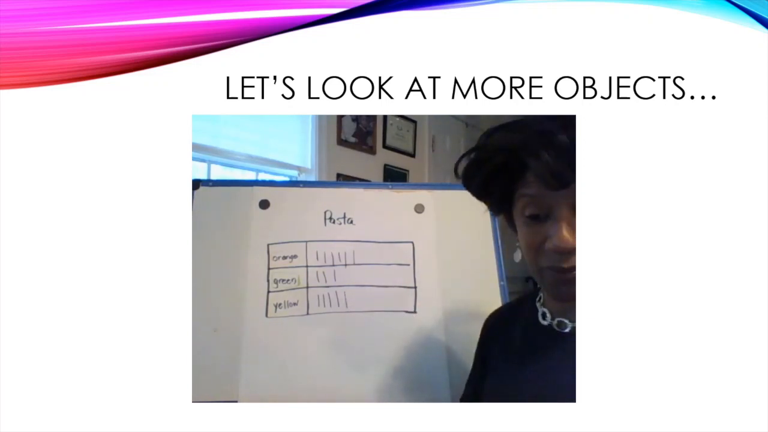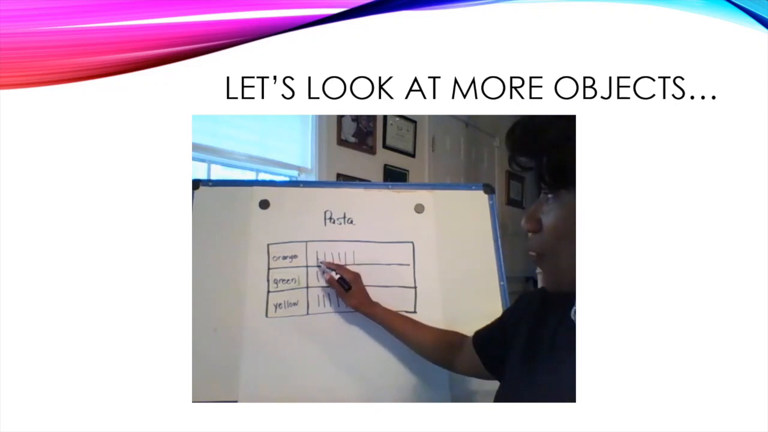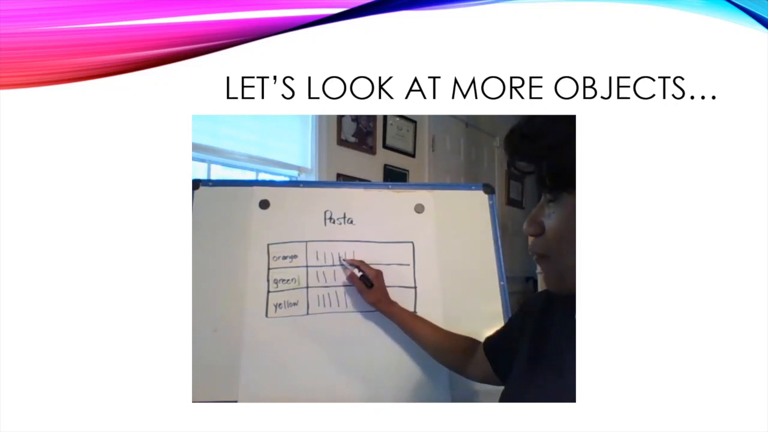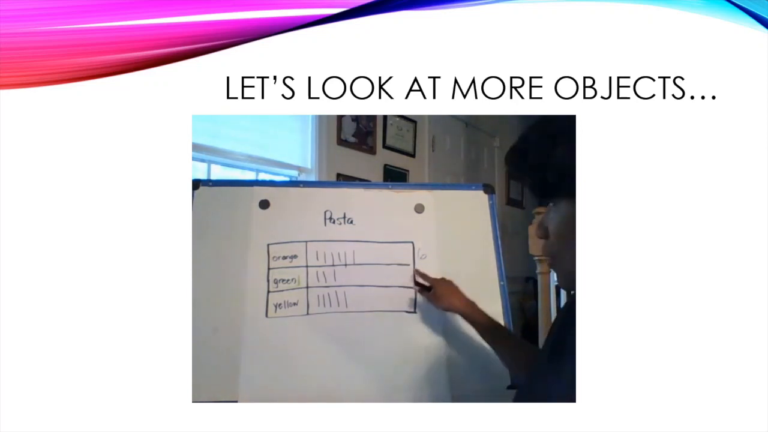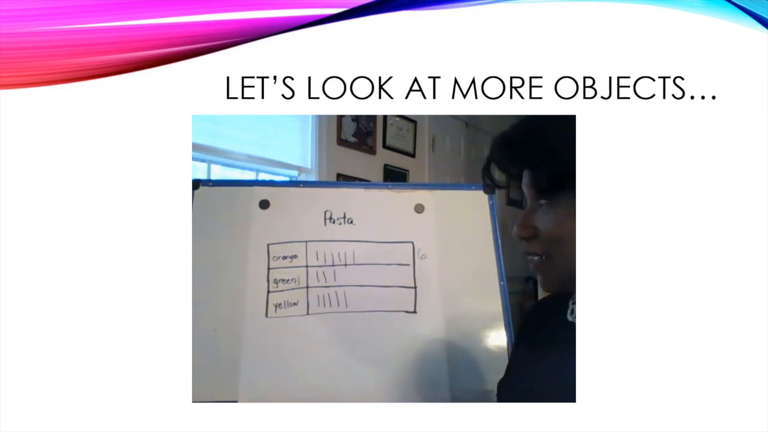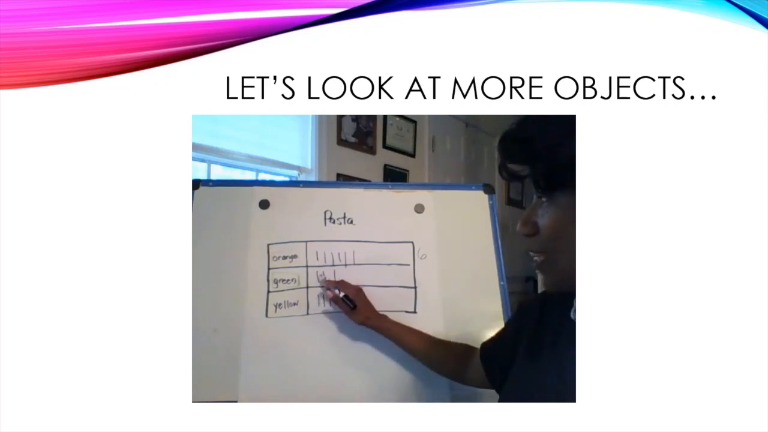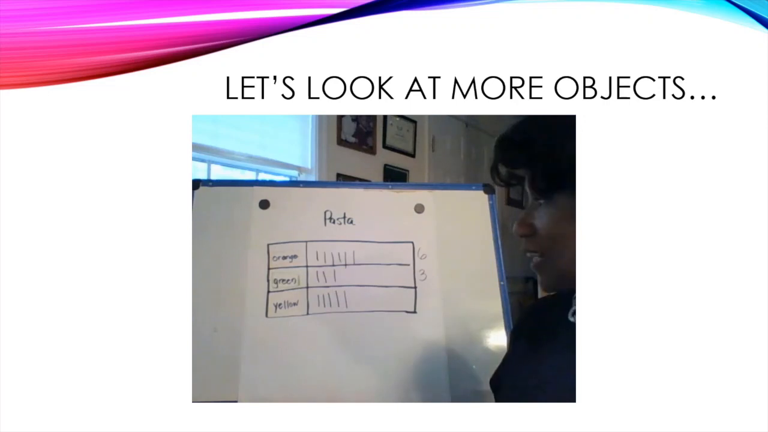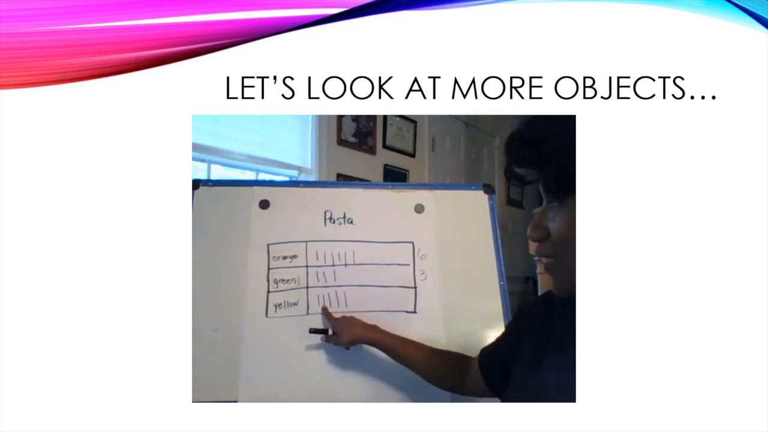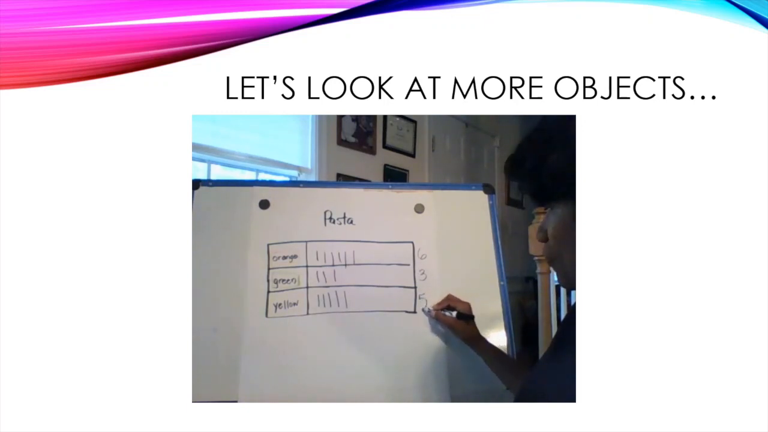So now help me count them up. Help me count how many we have. Are we ready? 1, 2, 3, 4, 5, 6. We have 6 orange. So I'm going to write the number 6 right off to the side there. How many green? 1, 2, 3. I'm going to write the number 3 there. And yellow? 1, 2, 3, 4, 5. So I'm going to put the number 5 there.